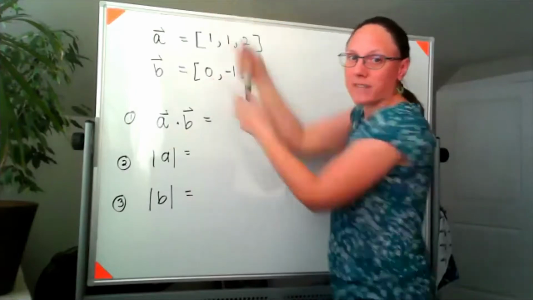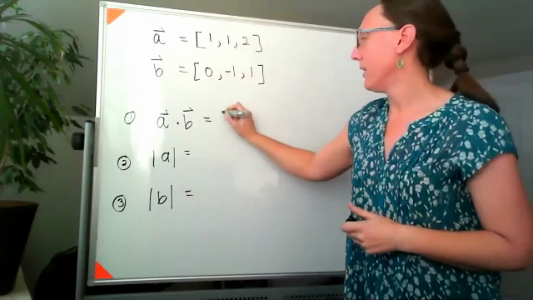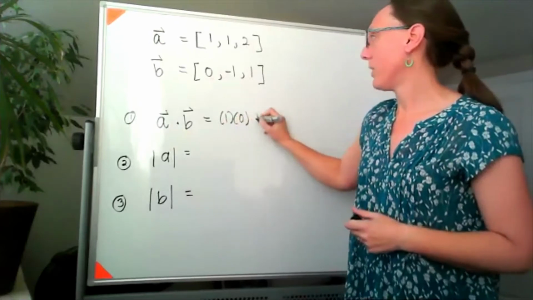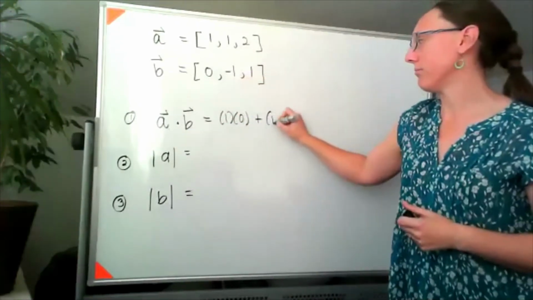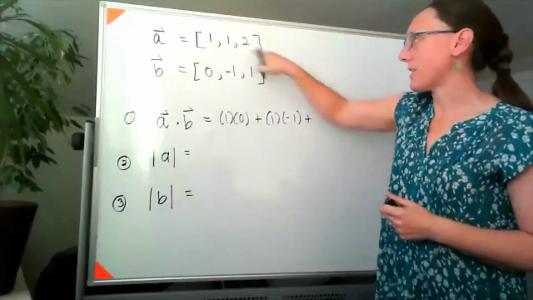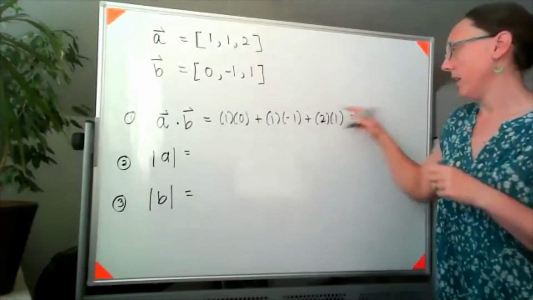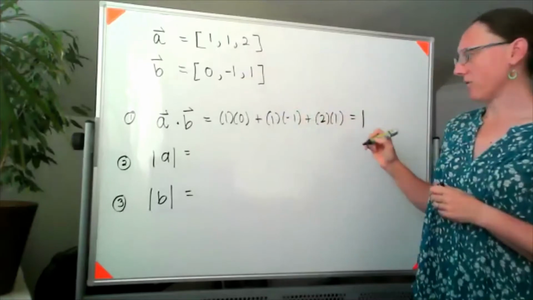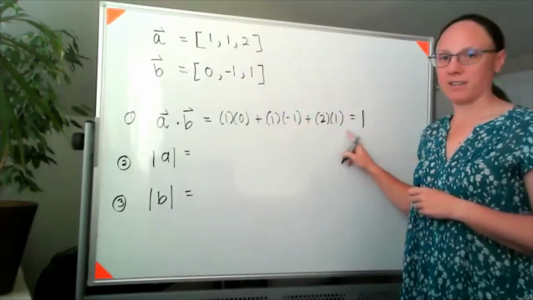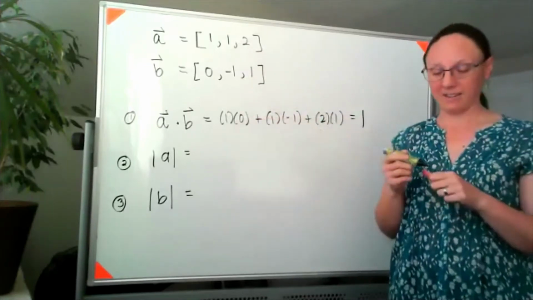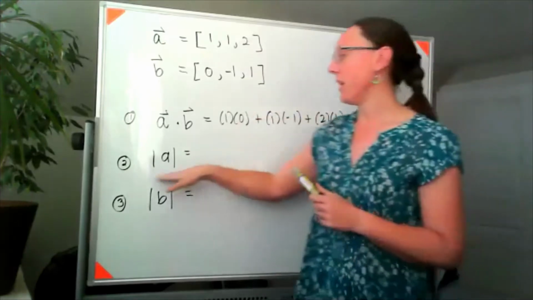So 1 times 0 plus 1 times -1 plus 2 times 1. And I think that should work out to 1 because it's a -1, +2. I get 1 as a value for that dot product.